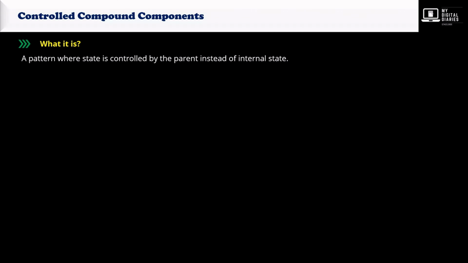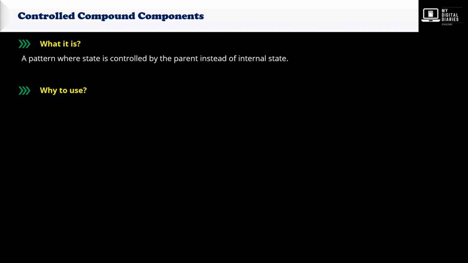Now let's talk about controlled components. It is commonly used when you want full control over state, especially in larger or more complex applications. What exactly is this? This is a pattern where the state is controlled by the parent component instead of being managed internally inside the compound component. The compound component still handles the structure, but the parent decides what the current state is and how it should change. This is similar to how controlled inputs work in React.